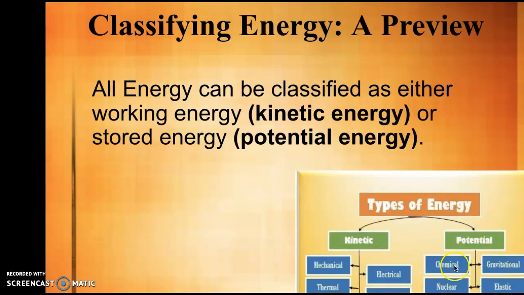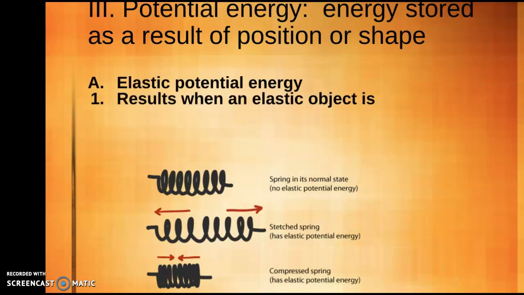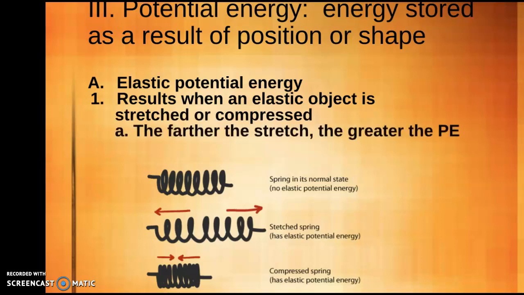It's stored energy and it can come in many different forms, as you can see here. So I'll address each of those. Potential energy is defined as energy stored as a result of position or shape. Elastic potential energy, our first type, results when an elastic object is stretched or compressed. The farther the stretch, the greater the potential energy.